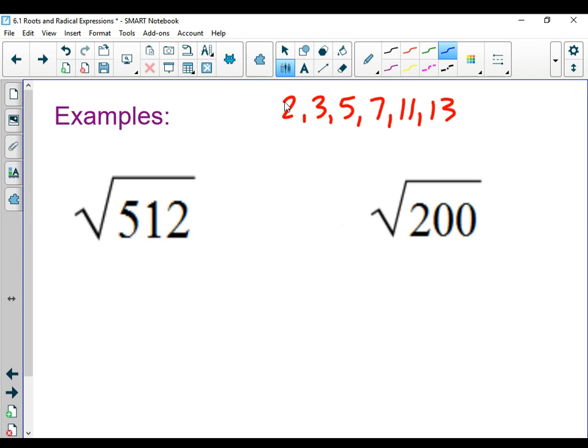Like I said, with 200, that was one where you probably know a perfect square that goes in there. I can say the square root of 100 times the square root of 2. So that gets me 10 square root of 2.